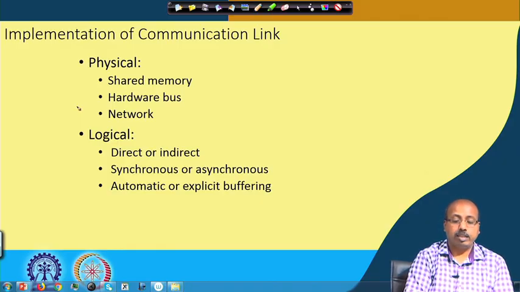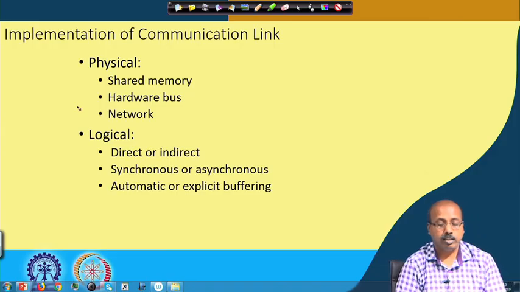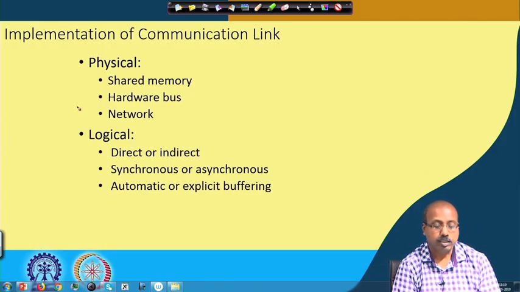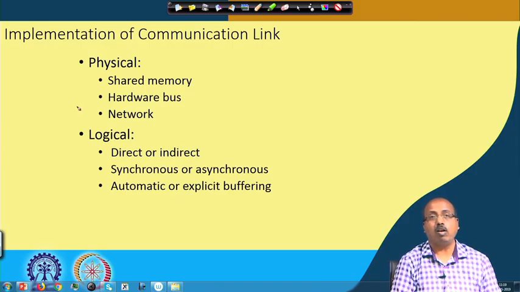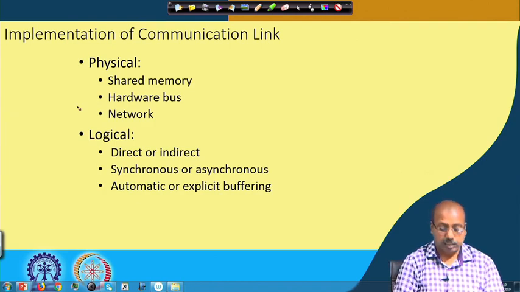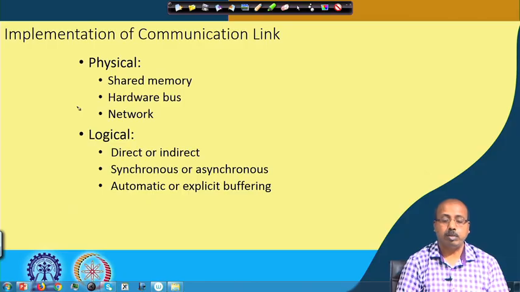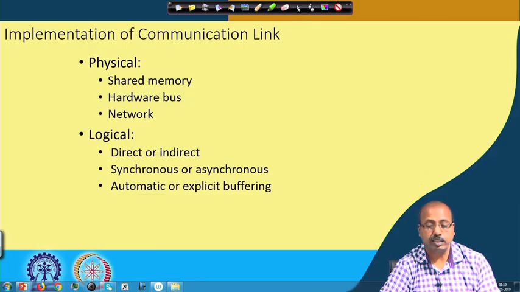And logically there can be different classifications, like whether the link is a direct link or an indirect link, whether it goes via some other nodes or it is a direct point to point link. Then synchronous or asynchronous: is there any global clock that synchronizes the operation of the transmitter and receiver? Then automatic or explicit buffering, which we need if the message is long or multiple messages are sent without waiting for the receiver. So different questions need to be answered, and different mechanisms can be there.